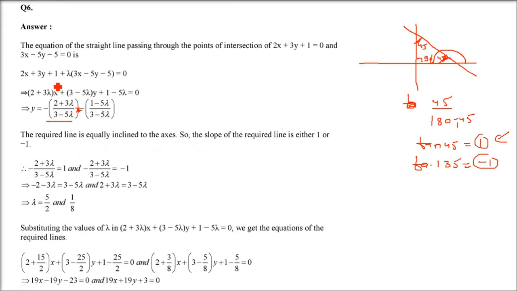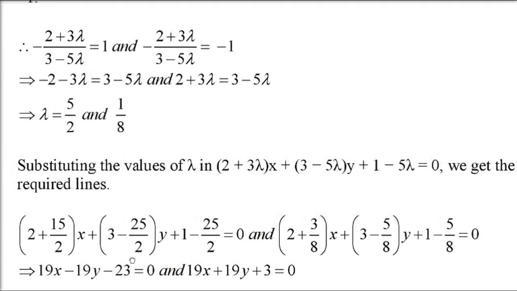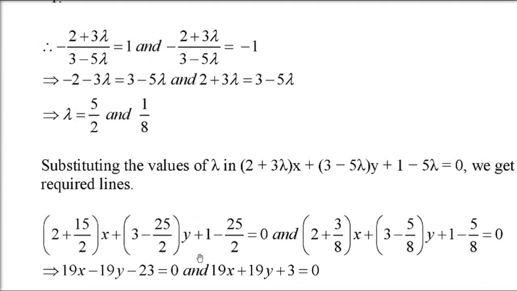Now you take this value and put it here, not in the first equation. Even if you put it in the first, the solution will come, but I'm saying put it in the second equation. If you put 5 by 2, you'll get 19x minus 19y minus 23 equals 0. If you put 1 by 8, you'll get 19x plus 19y plus 3 equals 0. These are the two equations you're going to get.